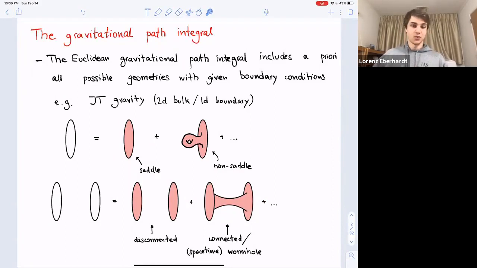Okay, and one more thing is that when we sum over geometries, in first approximation, we might only take saddle geometries that satisfy the equation of motion. So for instance, in JT gravity, the disk does satisfy the equation of motion, so it gives a dominant contribution. But a priori, there's no reason not to include other geometries, topologies that don't satisfy the equation of motion.